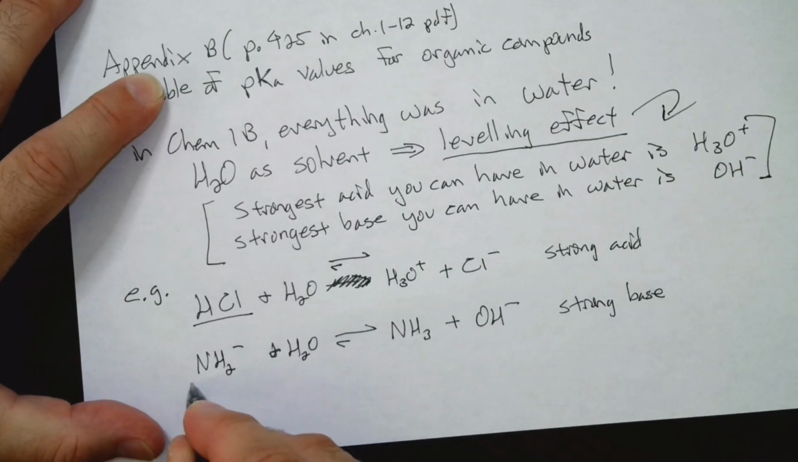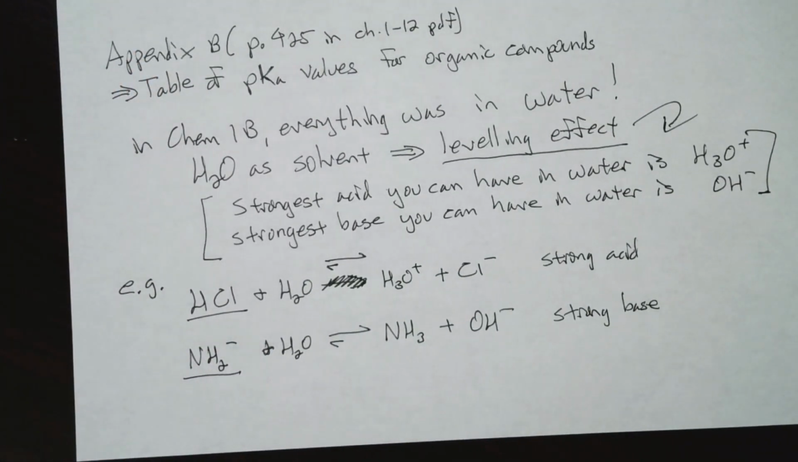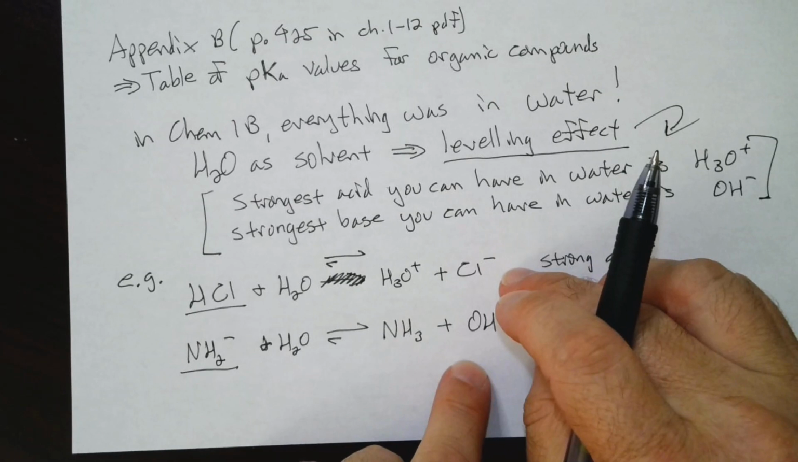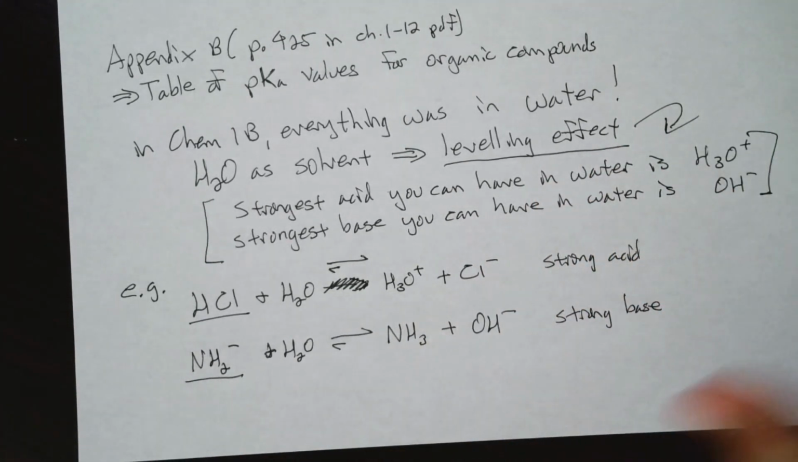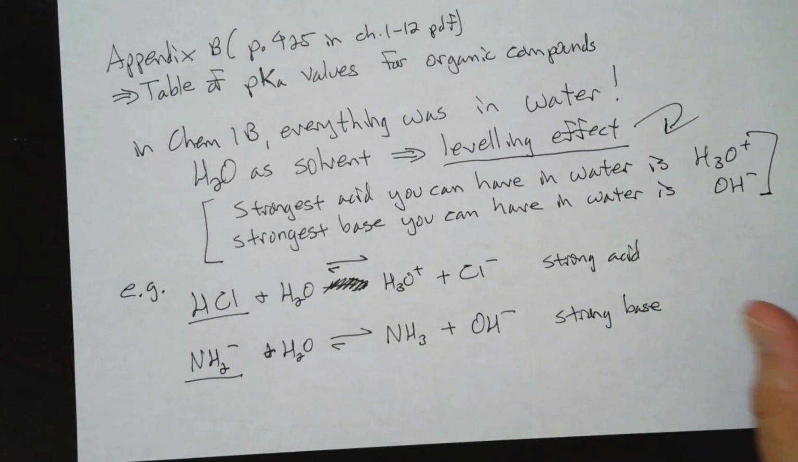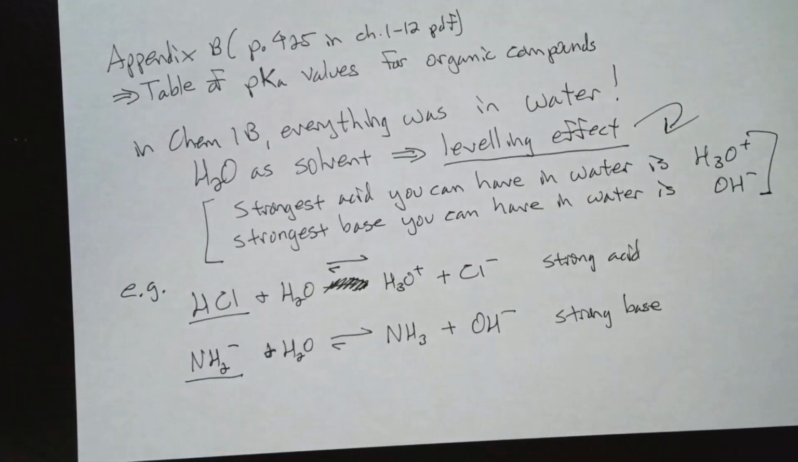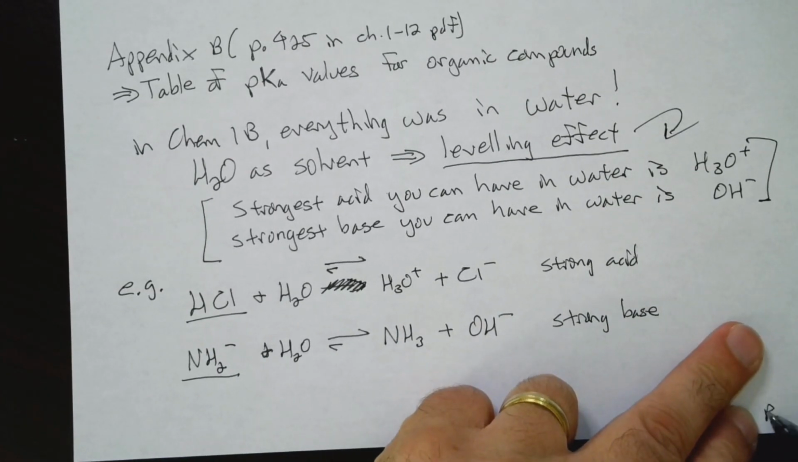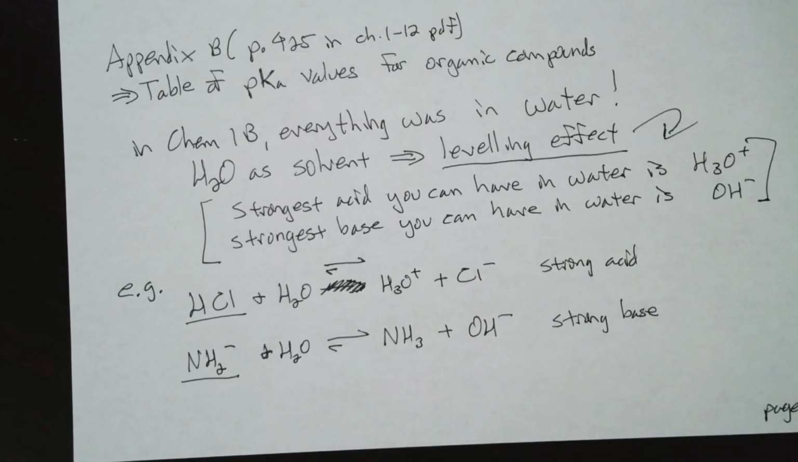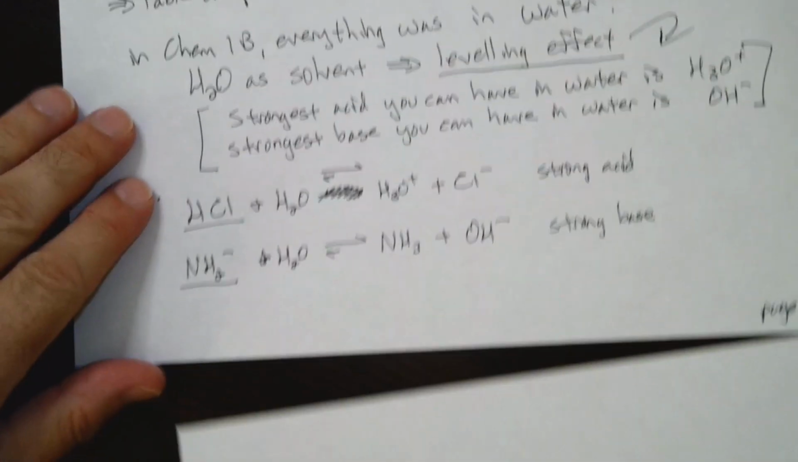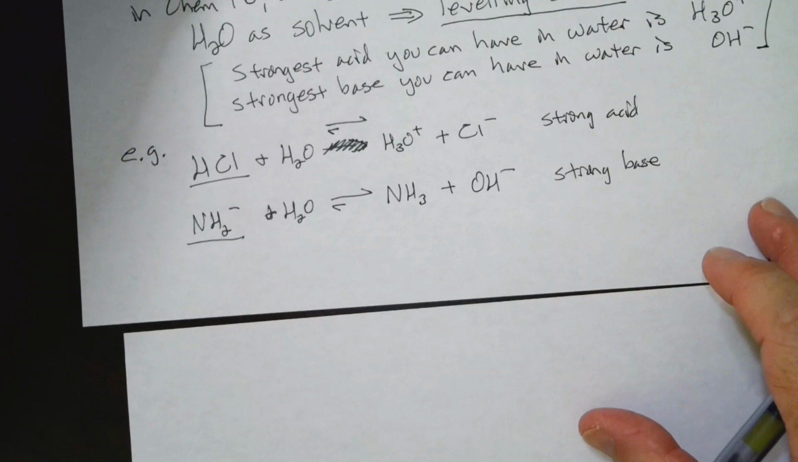This is my strong acid, this is my strong base. And again, the equilibrium's way over on this side, and that's because we've got water present. But now, what if we didn't have water present? What if we were doing something in an organic solvent? Well, now we could have other stuff going on. So we could have stronger acids and especially stronger bases than we've seen.